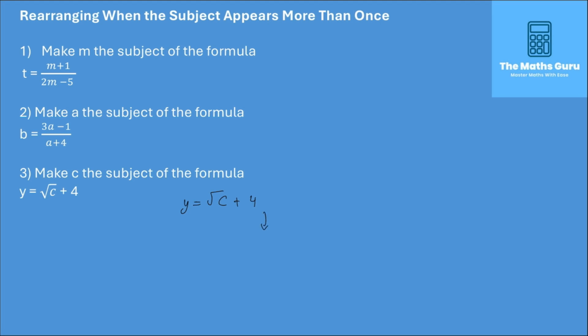So to get rid of this, we minus 4 from both sides to get y minus 4 is equal to root c. Then our c is being acted on by a square root function. We need to reverse this. We do this by applying the opposite to both sides, so we have to square both sides, and we get y minus 4 squared is equal to c. And that is our final answer.